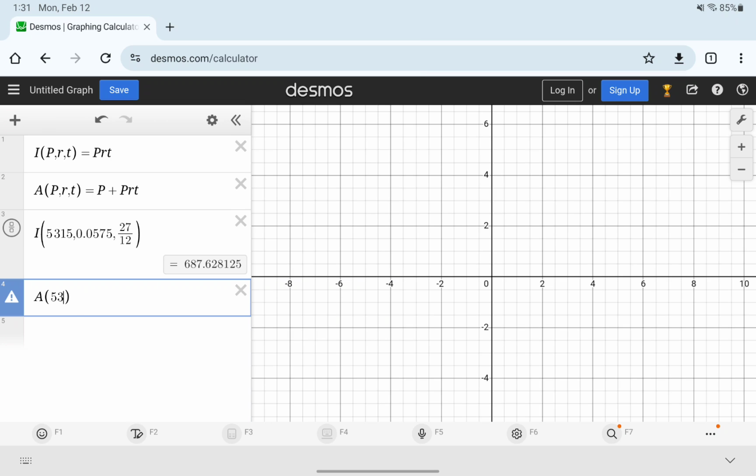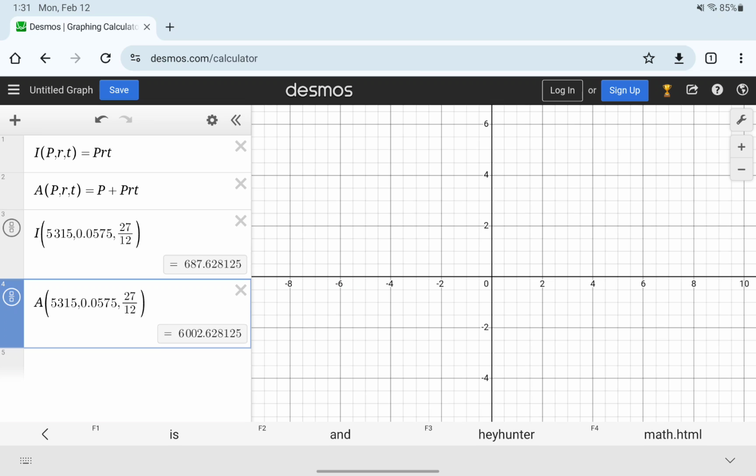And that payoff amount will be $6,002.63.